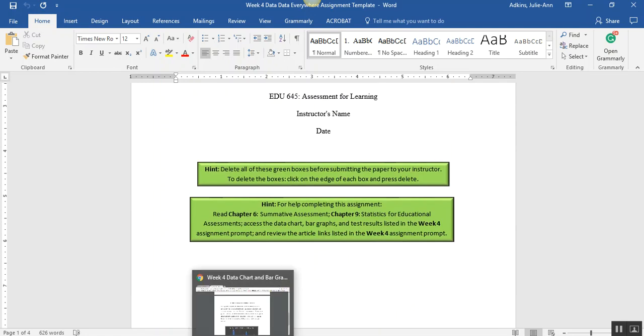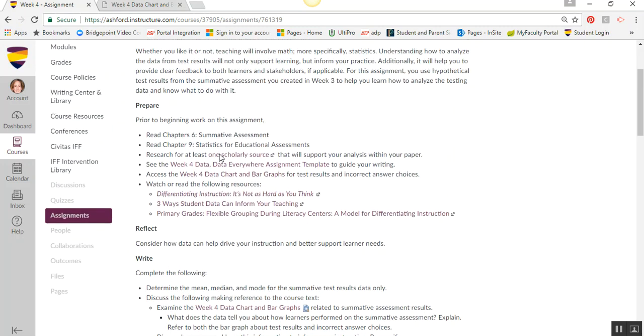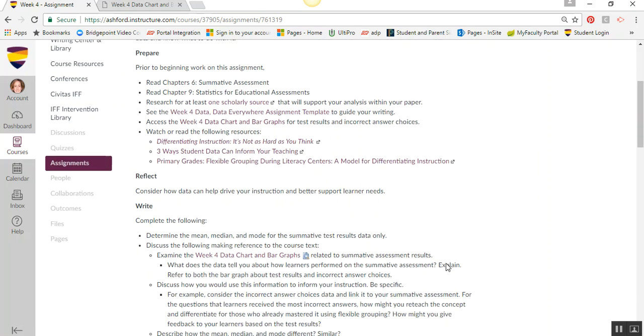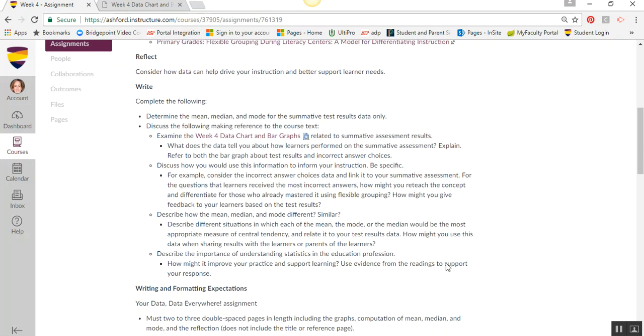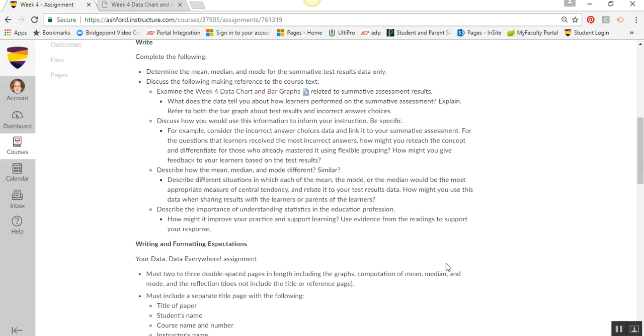Again, refer back to chapter 9, the statistics for educational assessments, and then of course chapter 6. And then again, these 3 links will provide you with different ways that you can support student learning based on differentiating your instruction. So just let me know if you have any further questions.